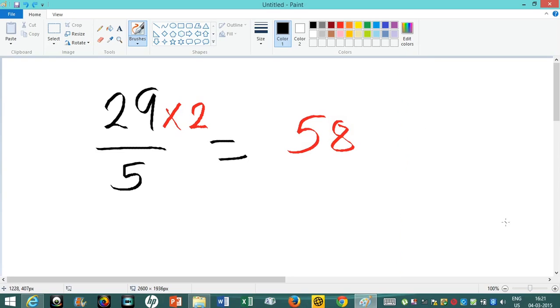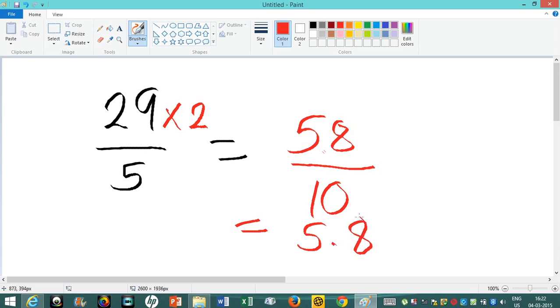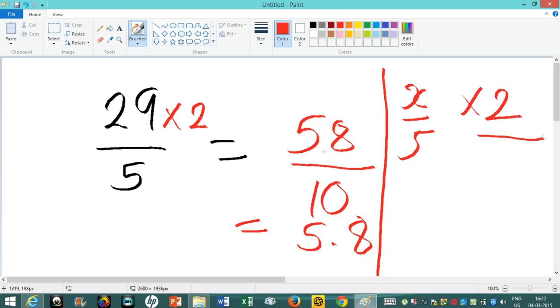Once you've multiplied the numerator by 2, you divide your answer by 10. That is just moving the decimal point, which gives us the answer 5.8. Let's see how this works. Take x by 5. We're multiplying x by 2 and dividing it by 10, so these two cancel out, and basically it's 1 by 5.